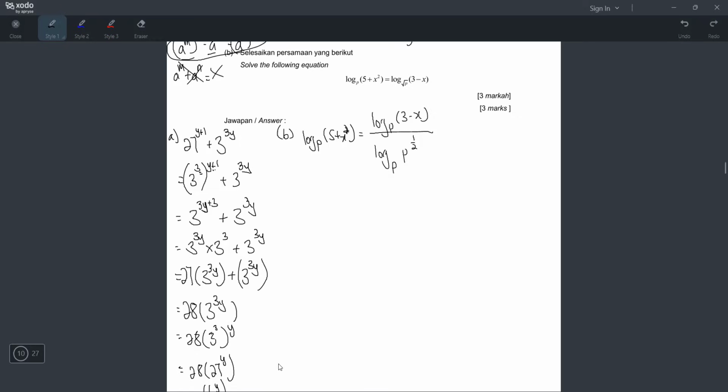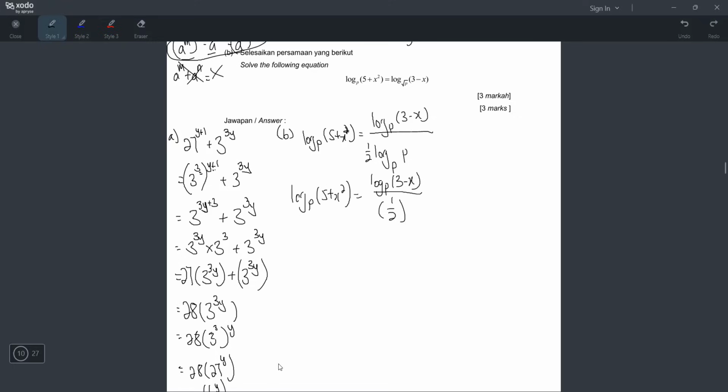Okay, what can we do with this 1 over 2? We can actually bring it to the front, okay? And after you bring it to the front, log PP is 1. So you can cut this and then you're left with 1 over 2, right? But here is still left with log P 3 minus x. And then this side is still log P 5 plus x squared, right? Okay, how to continue?